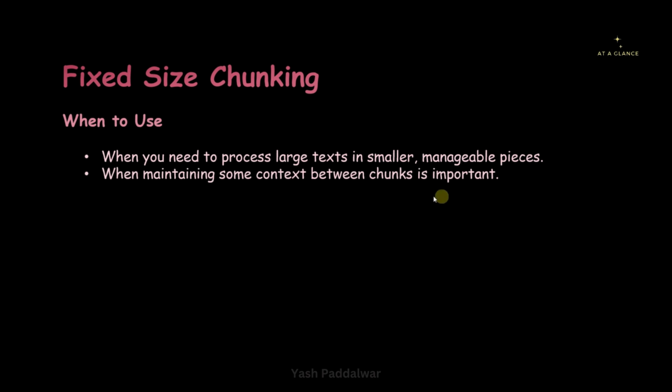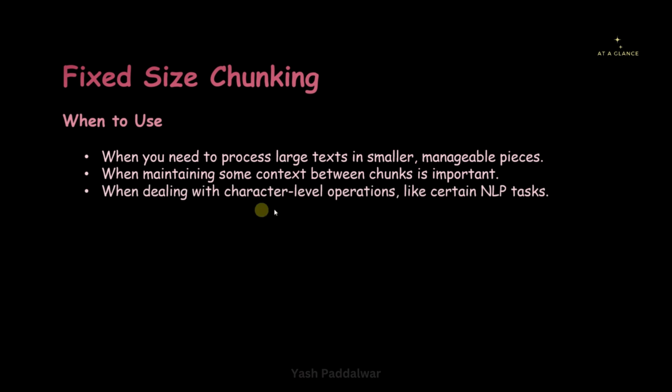The next and the most important reason is when you want to maintain some context between the chunks. If you remember, there is one parameter called chunk overlap. That chunk overlap will maintain the continuity between the chunks. That means it is going to maintain the context between the chunks so that the semantics would not get lost. The third reason is when we have to deal with character level operations, like certain NLP tasks. There are a lot of natural language processing tasks where we have to deal with all these scenarios at character level. So in all those operations, we'll have to use this chunking strategy. I hope when to use fixed size chunking is clear to you all.